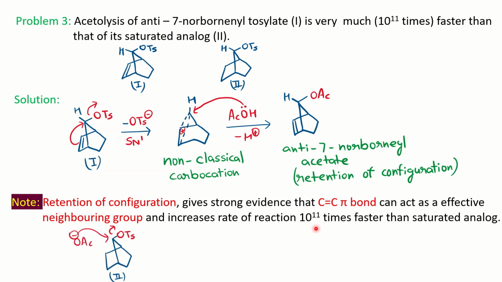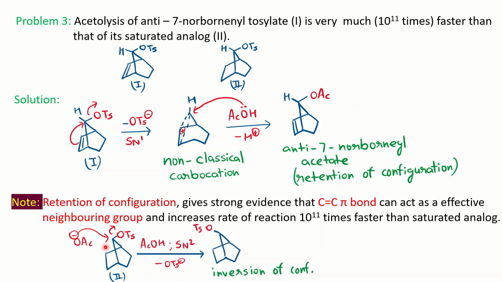Now what is happening in the saturated analog? As it doesn't have the double bond here which can release this OTs, the normal SN2 mechanism will occur, where the OAc, the nucleophile, will attack here, and OTs is released via the SN2 mechanism with inversion of configuration. So the rate of reaction is very slow. You can rectify this here: oh, it's not OTs, it is OAc, because we are doing the acetolysis. So you have OAc here instead of OTs, with inversion of configuration. Retention of configuration is happening because of NGP.